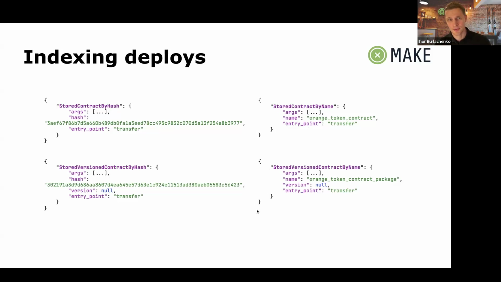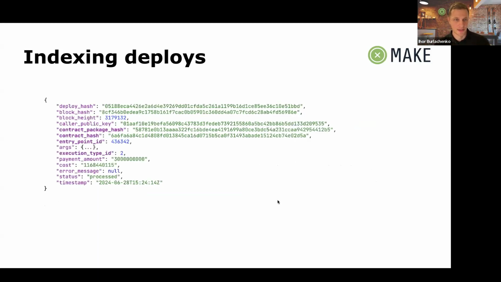So ideally, you'd want to normalize the structure to one form, and that's precisely what Casper Cloud does. All deploys are provided in this format, and we have contract package hash, contract hash, entry point, and how the deploy was called, if you're interested, is provided in the execution type ID property.